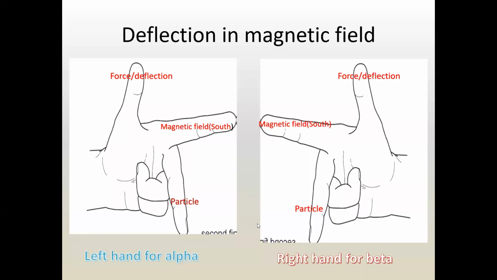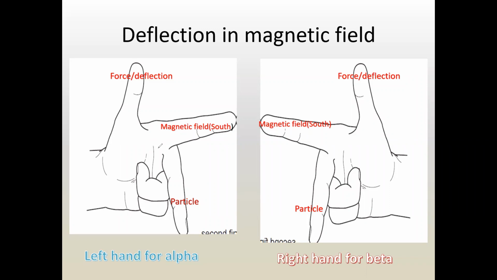The deflection in a magnetic field: how can this radiation deflect in a magnetic field? For this, you have to use the left-hand rule. In the left-hand rule, the first finger, the index finger, represents the magnetic field direction, from north to south. The second finger represents the direction in which the particle is moving, and the thumb automatically shows the direction of the deflection.